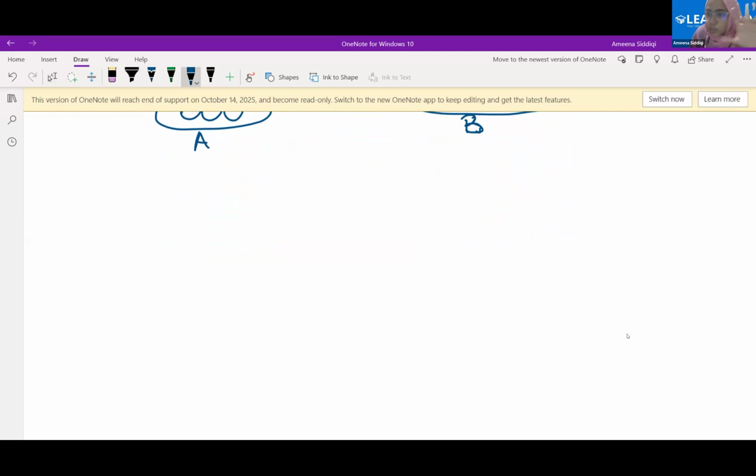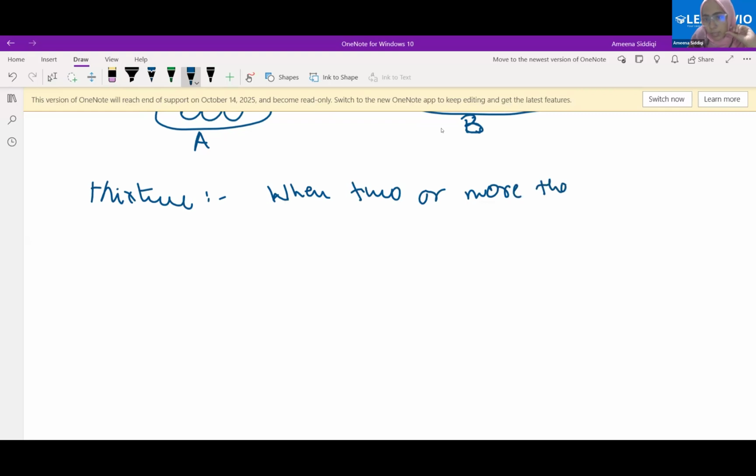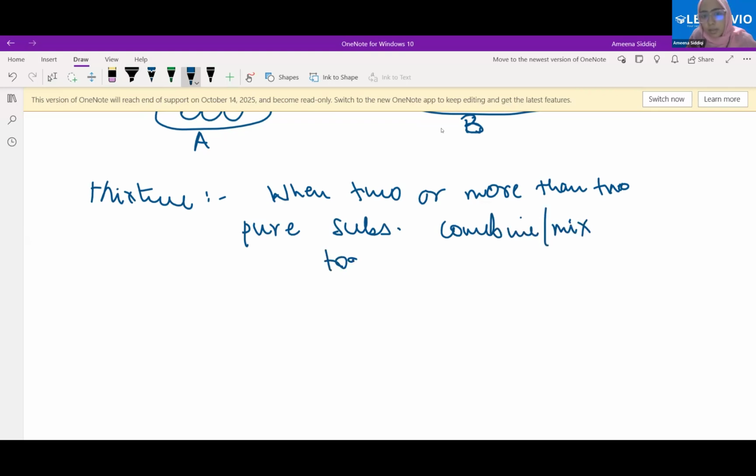Fine. No worries. So that is a simple point of mixture. How do I define mixture? When two or more than two pure substances are combined or mixed together, we get a mixture. A mixture is impure. Is this point clear? Yes, ma'am.